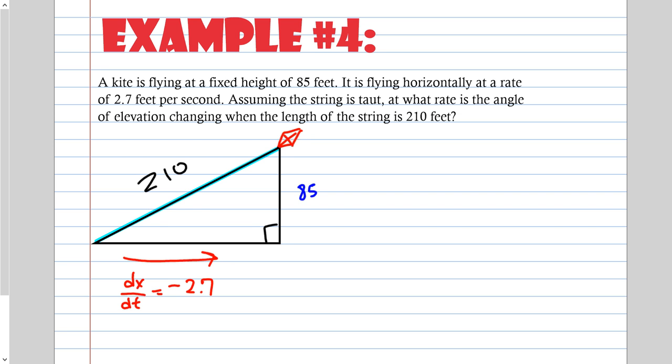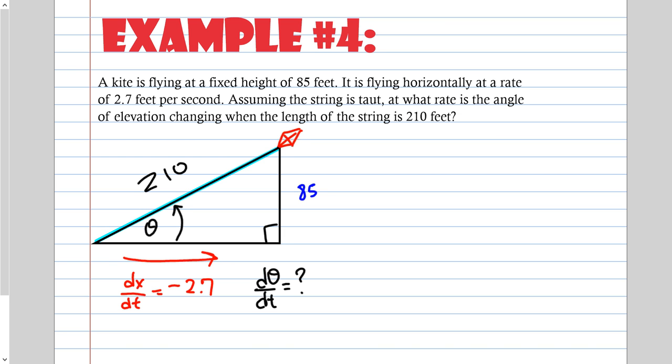They're wanting us to figure out what is the angle of elevation, right? The angle has to go up. What is the rate of the angle of elevation? So d theta dt is what we are looking for. Looking at this, I hope you can see that we currently do not have the angle.